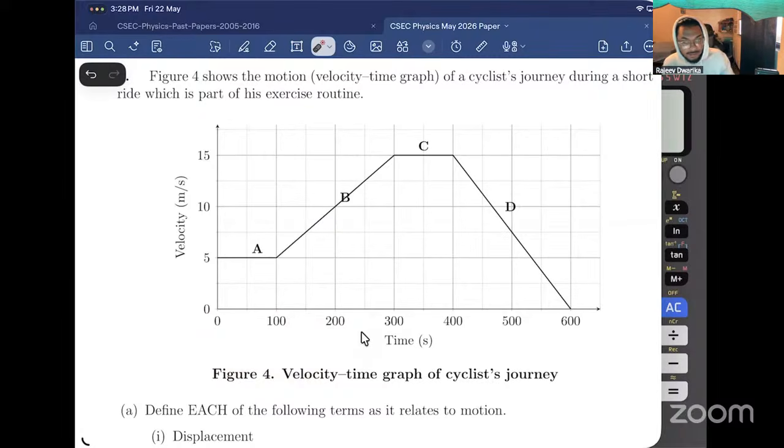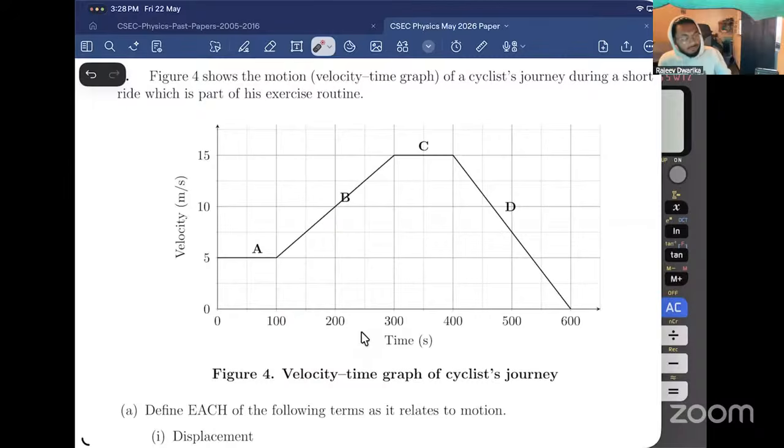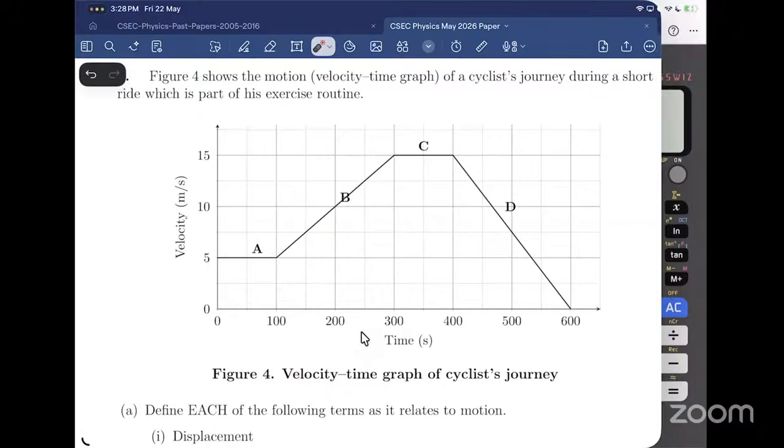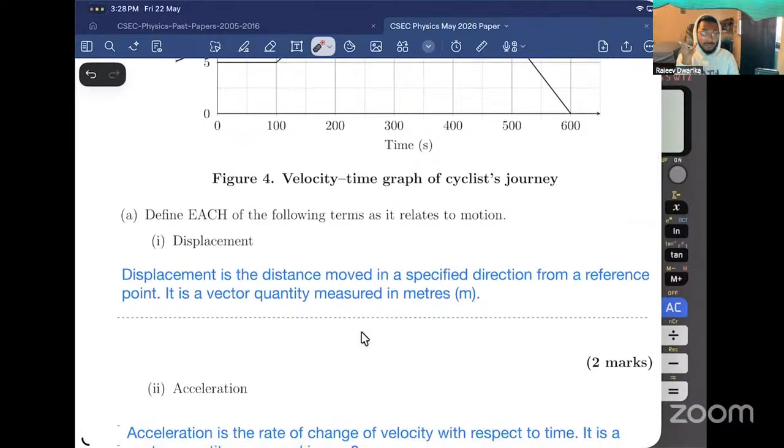Do you understand that? Yes, sir. Could displacement be positive or negative? Yes, because displacement is a vector quantity. So displacement is just the distance moved in a specific direction from a reference point. It is a vector quantity measured in meters.